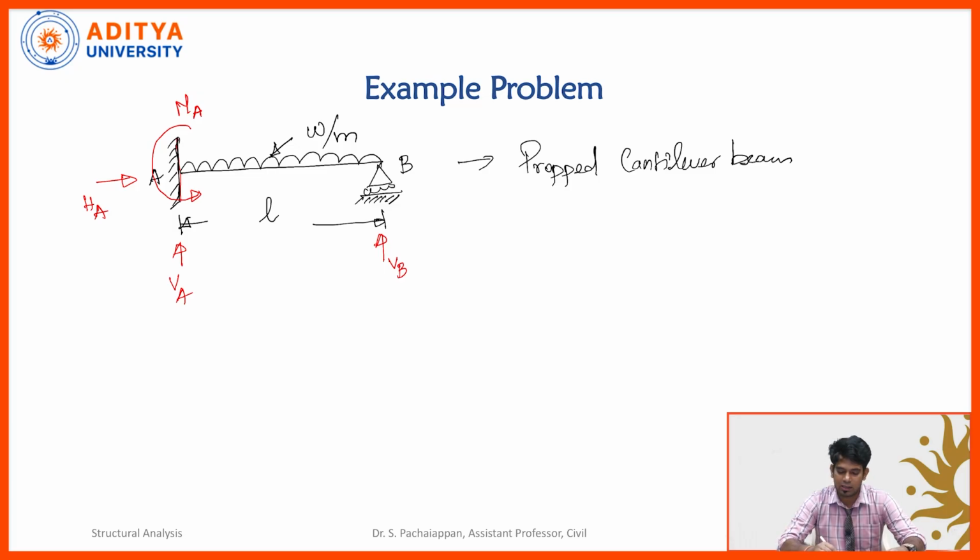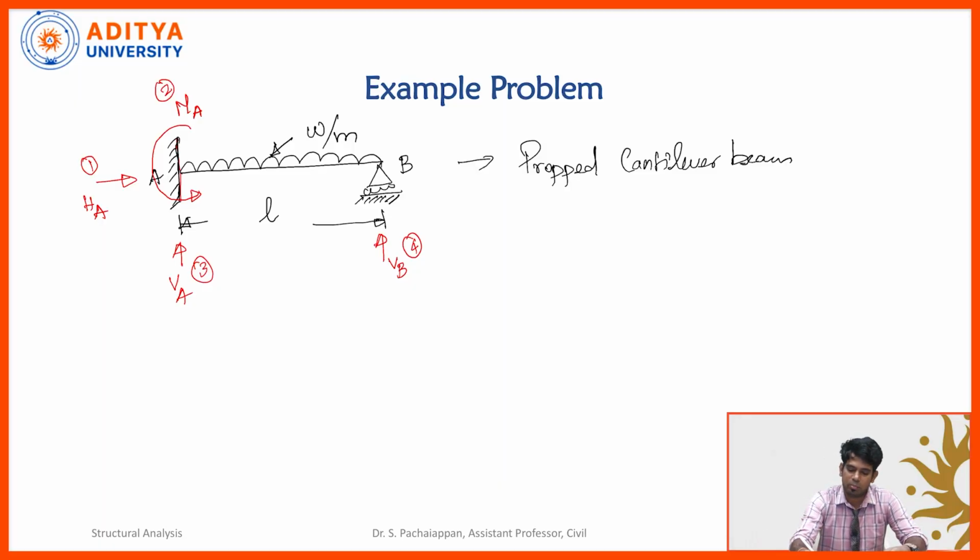There is no horizontal reaction possible at B because it's a roller support. It's not going to restrain the forces, it simply moves. Okay, let's mark how many forces I have marked here: 1, 2, 3 and 4. So the total number of unknown forces is 4.